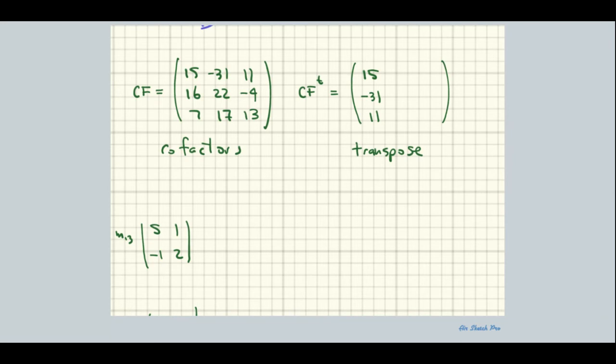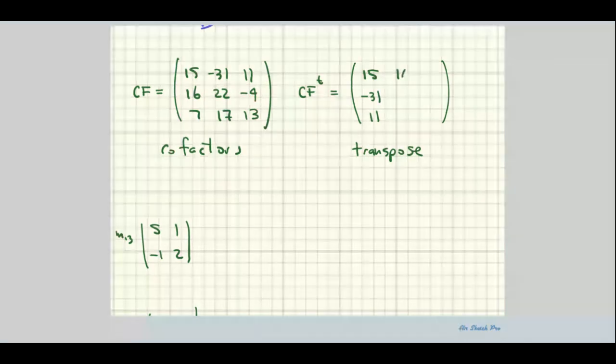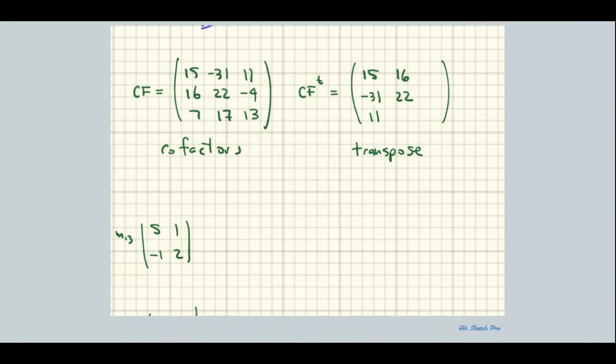And I'm going to do the same thing for the second row. Everybody sees the second row, right? 16, 22, negative 4. Make it the second column. Okay? And the third row, 7, 17, 13. And that is going to be my transpose, CF transpose.